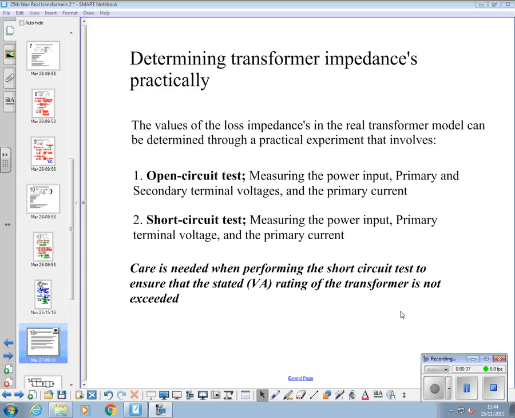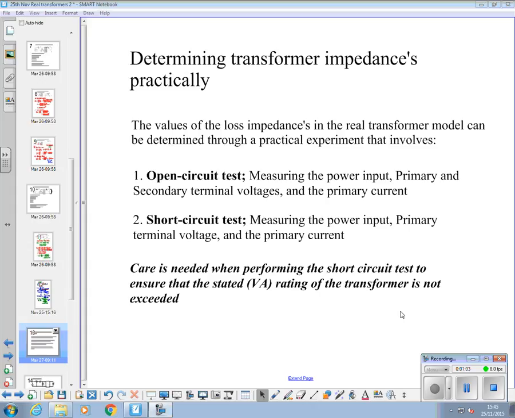Now we can't find the individual values of X1, X2, R1 and R2, but we can find the value of them all combined together that we just now used in that last example, and we can find a value for the parallel components for the open circuit situation, and we do that using two tests.